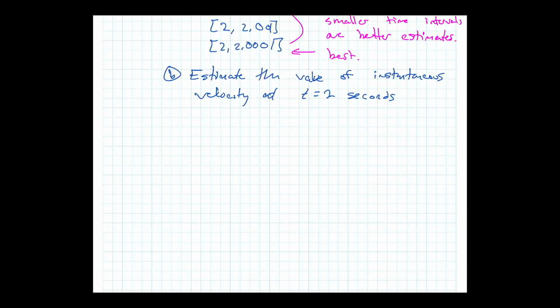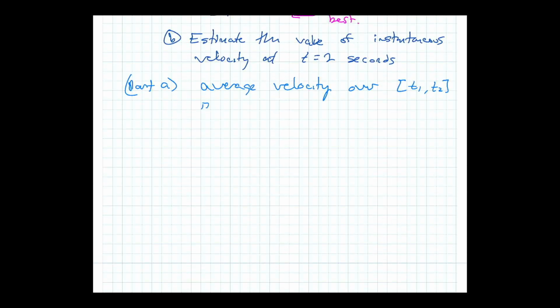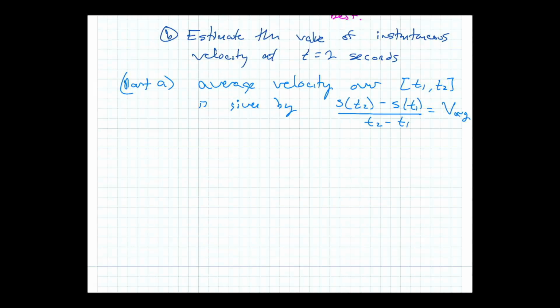So for part A, these are average velocities. Average velocity over T1 to T2 is given by an equation like this: S of T2, where S is position, minus S of T1, over T2 minus T1. And that's going to be your average velocity. So we're just going to be using equations like this.